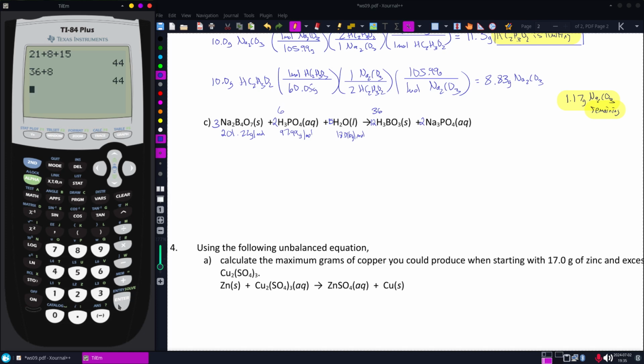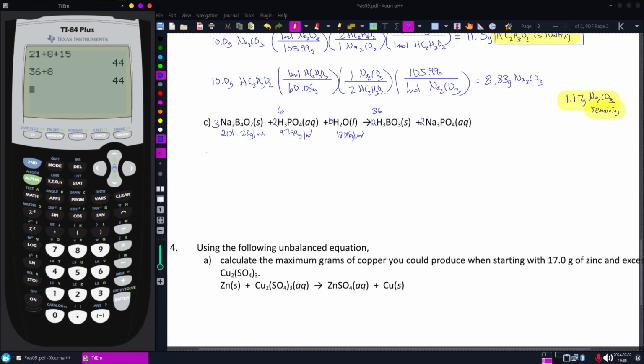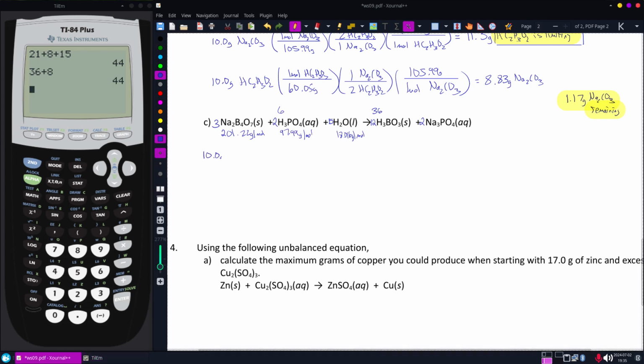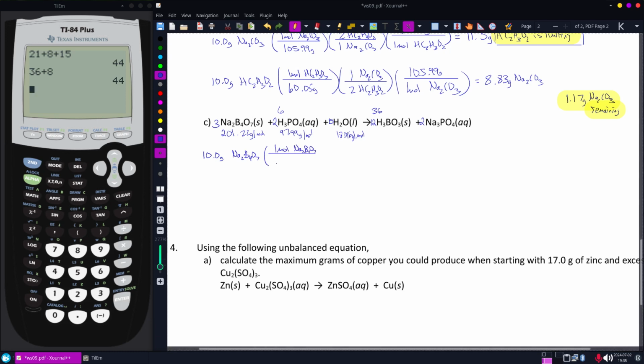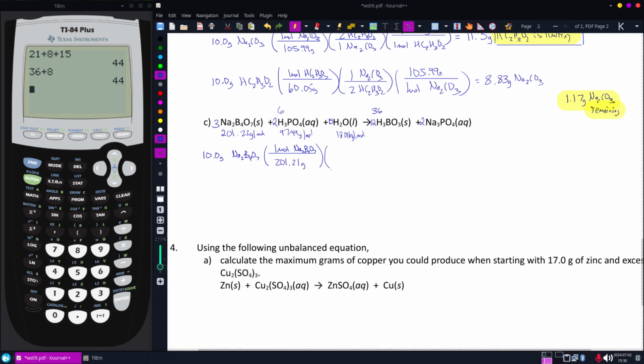Alright, how I'm going to do the next part is I'm going to first decide which is limiting between the sodium with the boron in there and the H3PO4. And how I'm going to do that is I'm just going to assume I have 10 grams of Na2B4O7 because it's the first thing listed. And 1 mole of that is 201.21 grams. And what I'm going to compare it to now is that second species, the phosphoric acid.